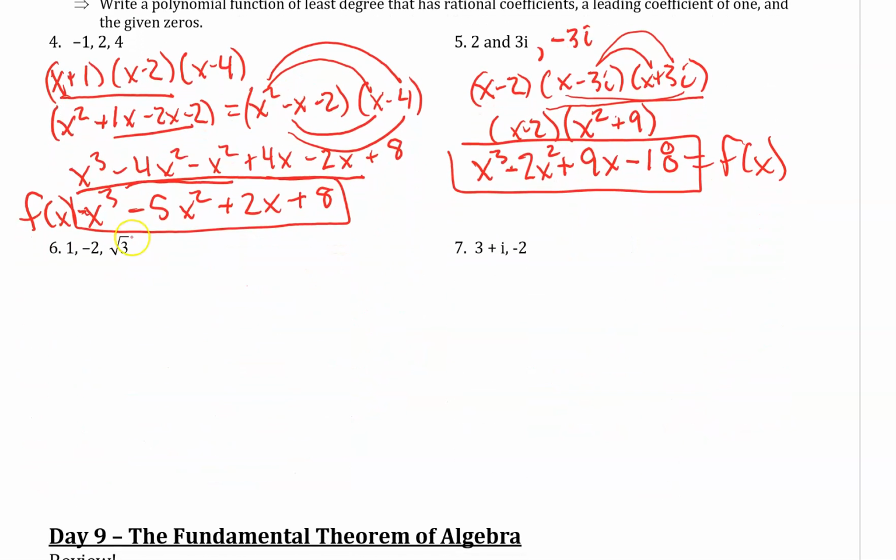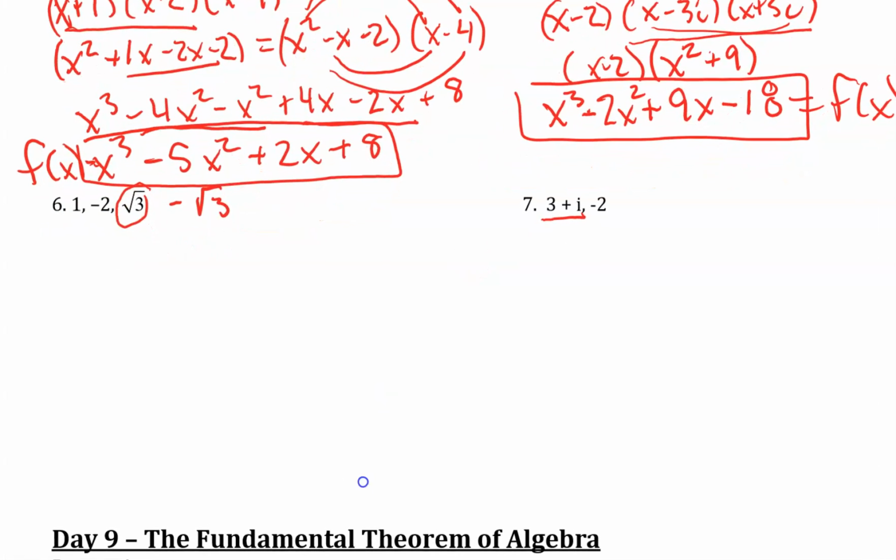Number 6, again, I have one of my irrational roots, so the other one must be its negative. Again, it's 0 plus the square root of 3, 0 minus the square root of 3. Number 7, we actually have one to work through. That one's a little more complicated. So here we have x minus 1 as a factor, x plus 2 as a factor, x minus the square root of 3 as a factor, and x plus the square root of 3 as a factor.